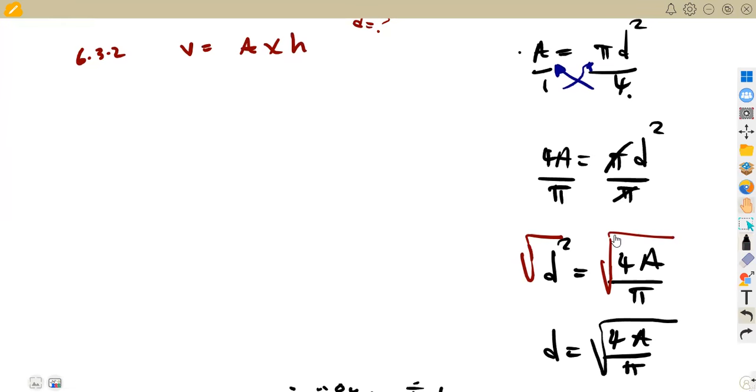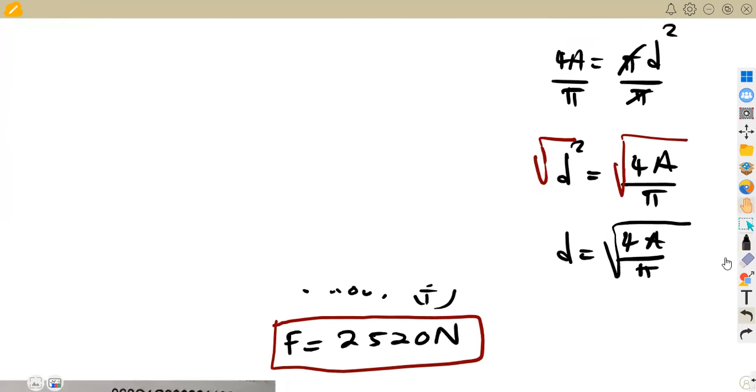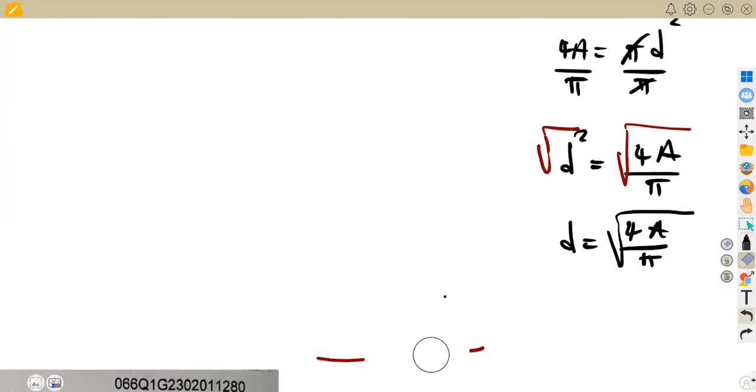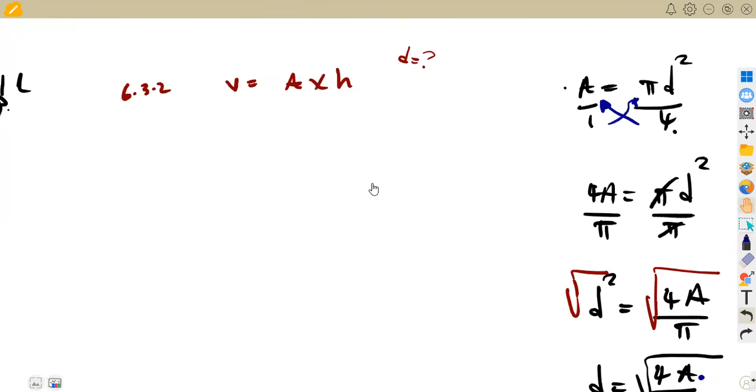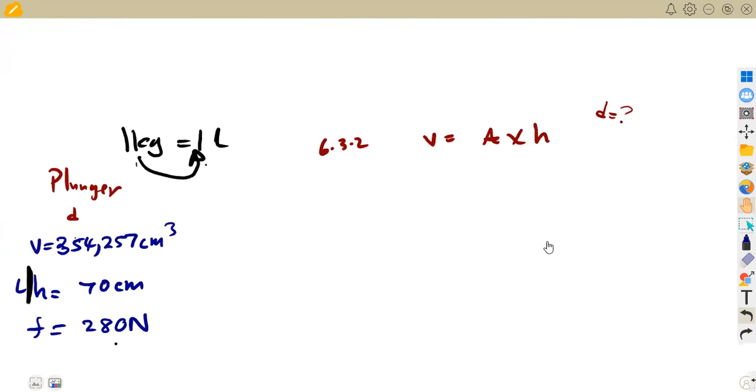This is the formula that we are going to use for the diameter if we have the area. So it means we are supposed to calculate the area from here. So let us calculate the area.